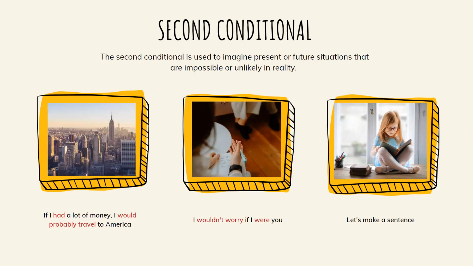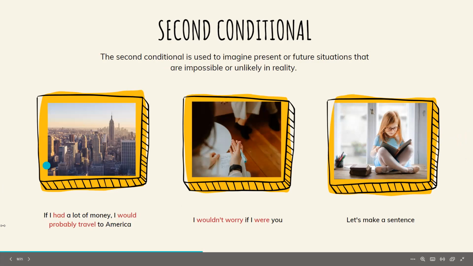Second conditional. The second conditional is used to imagine present or future situations, right? So let's read this sentence. If I had a lot of money, I would probably travel to America. So are we talking, guys, about the past in this sentence? Just stop the video and give it a think.